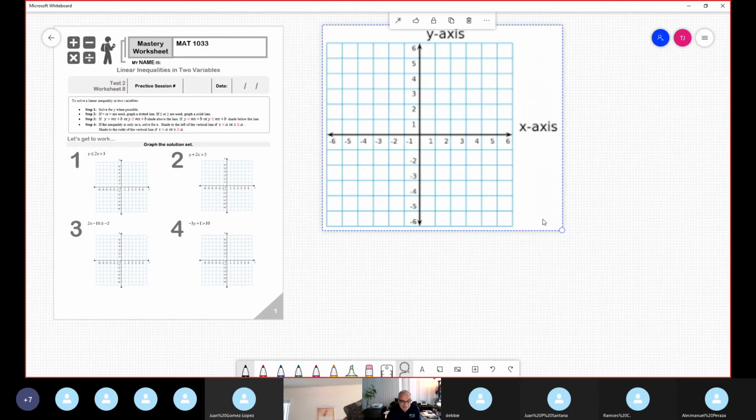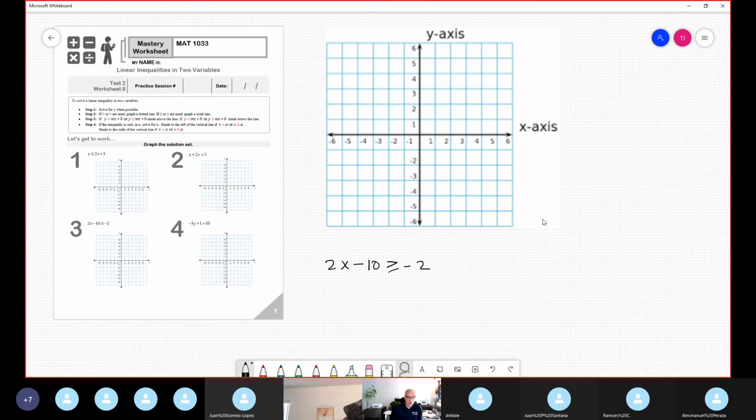Okay. 3 is 2x minus 10 greater than or equal to minus 2. This is weird. Why is it weird? Because y is missing. I know that when y is missing, it's a vertical line. Well, actually, the related line that can help me split the plane is vertical. And what should I do? Well, you solve for x. So 2x is greater than or equal to minus 2 plus 10.